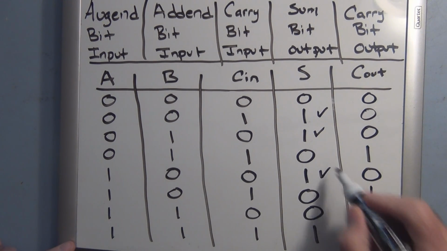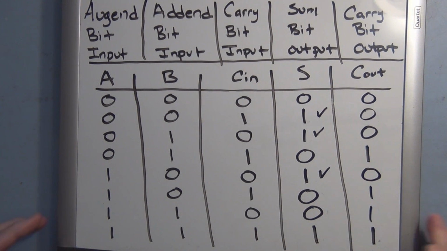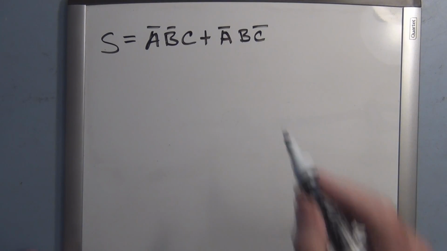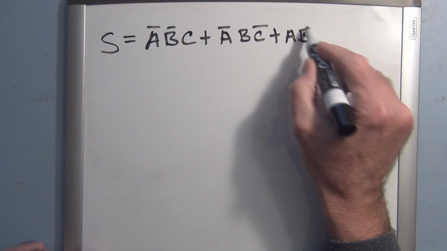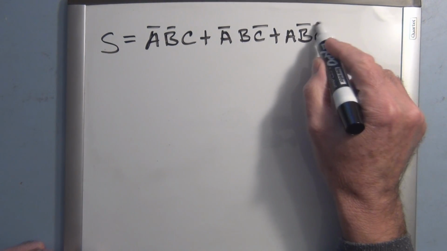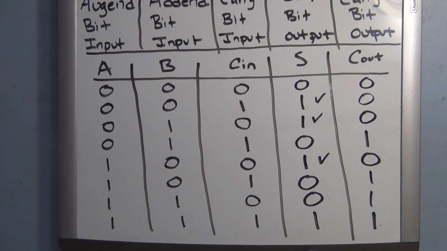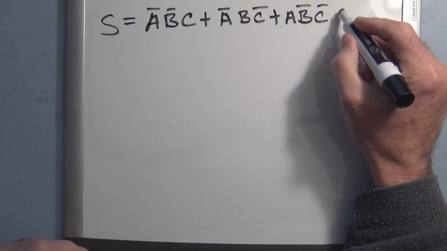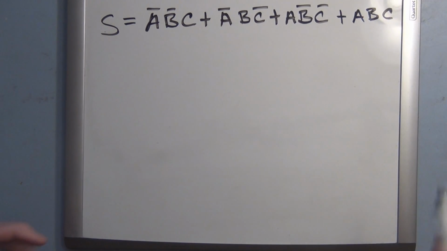The next one here is A, B0, C0. So we add that, A, B0, C0. And finally we have A, B, C.